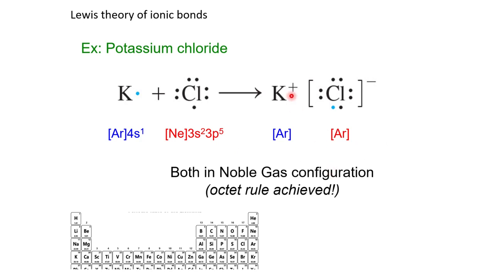Both of these ions are now in a noble gas configuration and have achieved the octet rule. Now notice this says noble gas configuration, not turned into a noble gas. This is still chlorine. It's still got the same number of protons in the nucleus. We have not changed the identity of these, but what we have done is made this ion more stable by changing the electrons that this nucleus has access to, giving it the stable configuration of a noble gas.